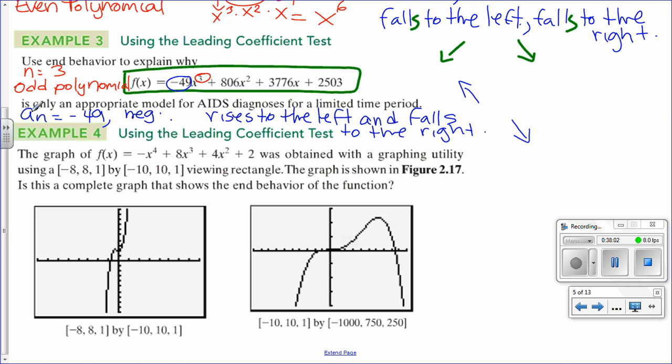What else do we need to say? Use end behavior to explain why it is only an appropriate model for AIDS diagnosis for a limited period of time. What do you guys think? You could write it. You could read it.